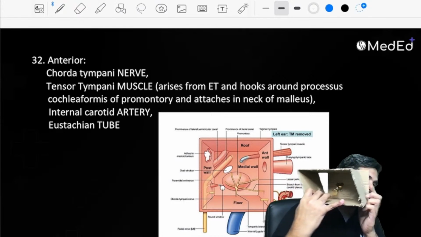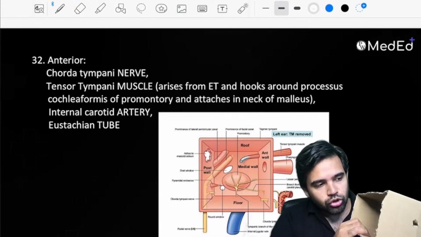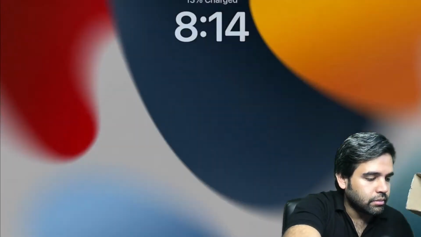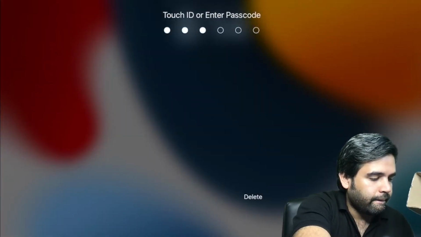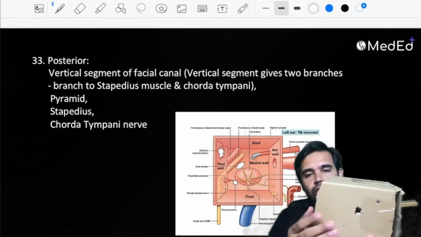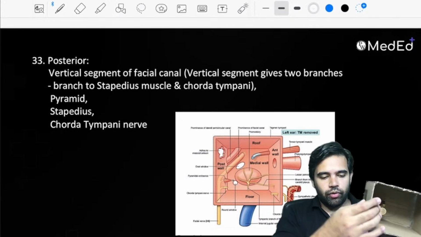Okay, anterior wall is sorted, right? So anterior wall is this wall. If I'm looking this way, this anterior wall is sorted. Now let us see what are the structures in the posterior wall. The posterior wall is this back wall over here.